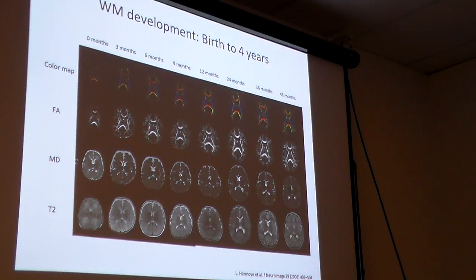Now, this is looking at infancy and what goes on in infancy. Each column is a different age point. We're starting at birth on the far left, every 3 months up to 1 year, and then 2 years, 3 years, and 4 years. If you look at the second row, which is FA, at a very general level, you'll see that in that youngest one at birth, you see a couple of the big tracks in the middle, but you don't see a whole lot else. The internal capsule, projection fibers going in and out of the brain, corpus callosum, those are fairly easy to see, but not much else. But as you go through development, you're seeing more and more of it.